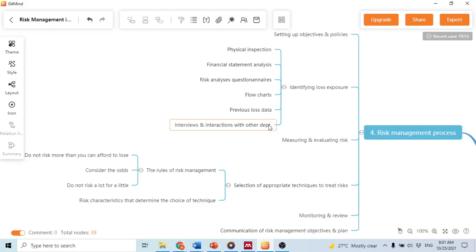And then last but not least is through interviews and interaction with other departments. This is to build up a good risk management information system. So the risk manager needs to elicit information through systematic and continuous interactions with other departments within the organization, as well as external experts. So it can be done either through structured interviews and whatnot.